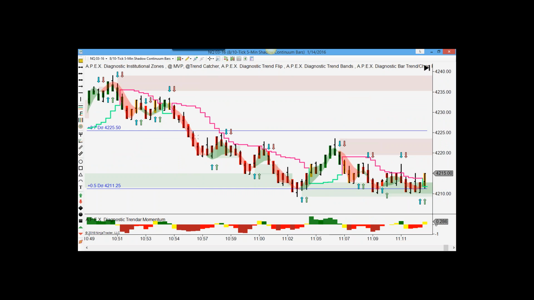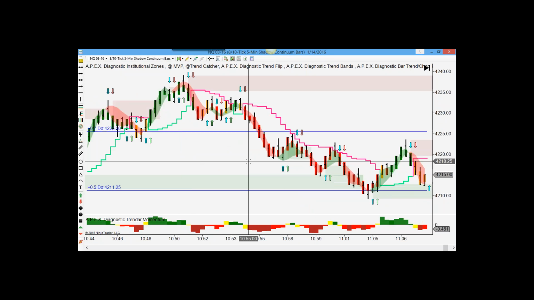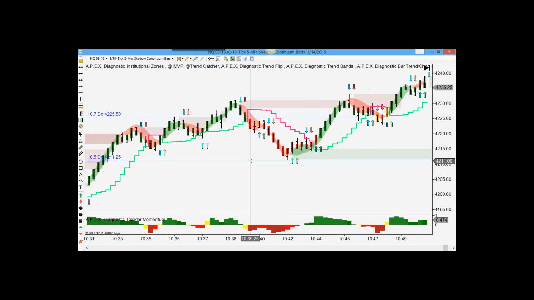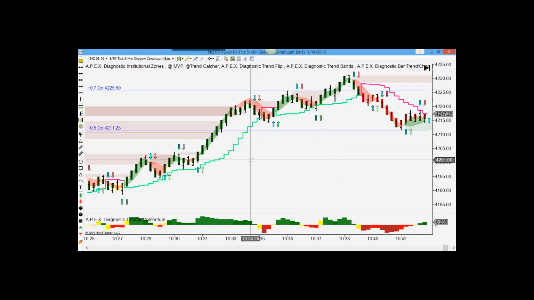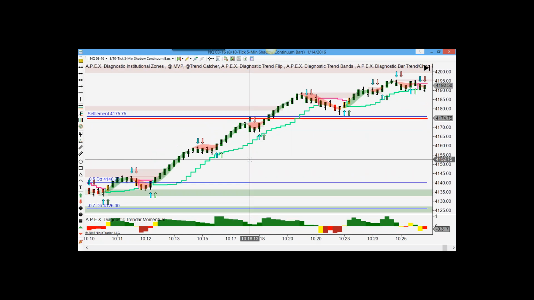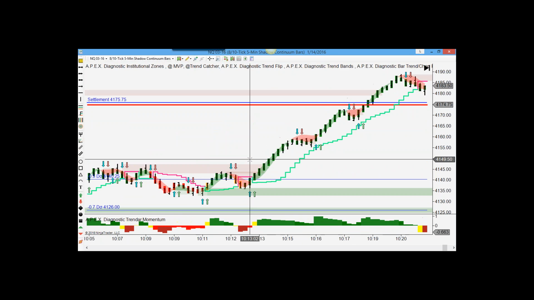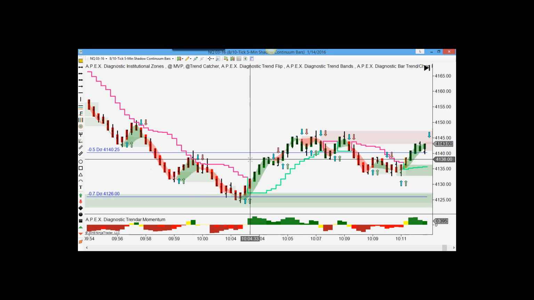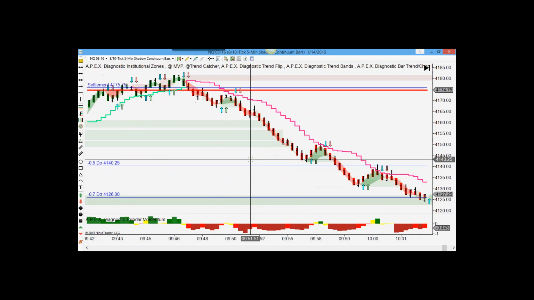Okay, Guy says, does it have to be the first bar after the green or red arrow? No, it can be up to 5 bars, okay? Let me see if I can find one to show you here, Guy. Yeah, it does not have to be on the next bar. It does not have to break it in 3 ticks on the next bar. You can do up to 5 bars.